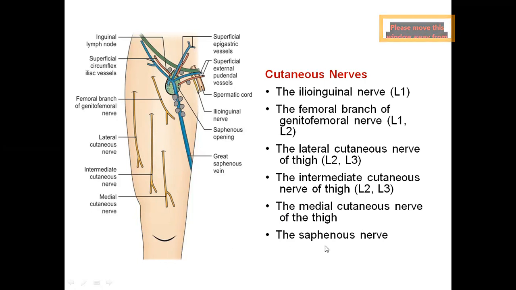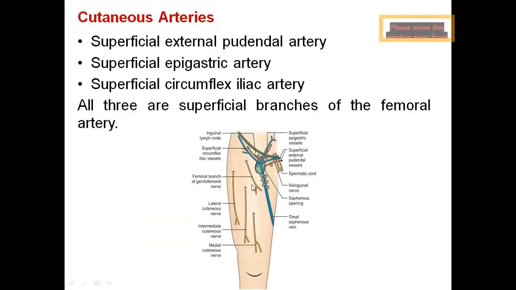You call it as saphenous nerve. Don't worry, these names will be very clearly explained for you when we are doing lumbar plexus with very interesting things. Okay, then once you see various nerves in the front of the thigh in superficial fascia, we also see cutaneous arteries.